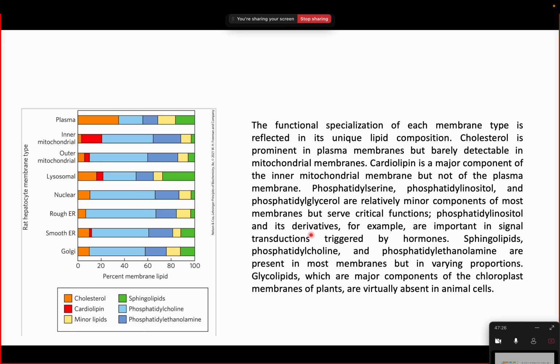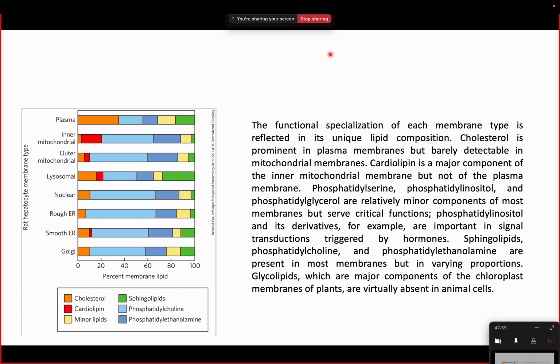Glycolipids, which are major components of the chloroplast membranes of plants, are virtually absent in animal cells. So we can actually see how different phospholipids are present, not even within an organism, but within a cell. They vary among the membranes of the organelles and the plasma membrane of a single cell. This indicates how diverse the functions a cell can perform just by varying its lipid composition.